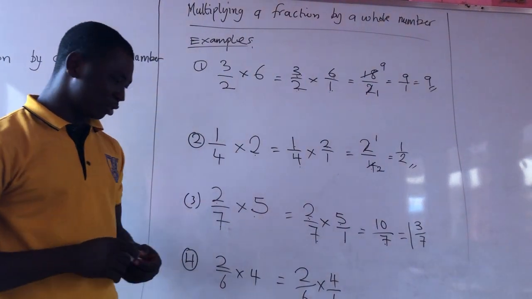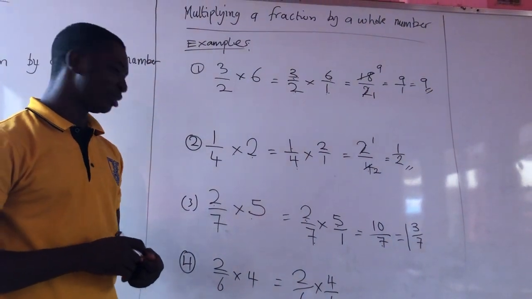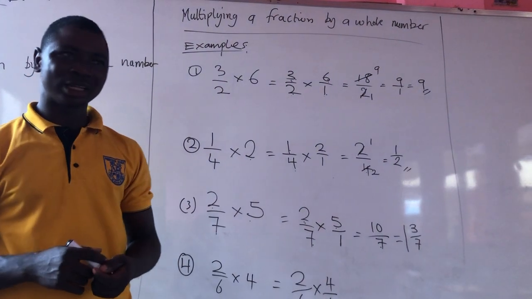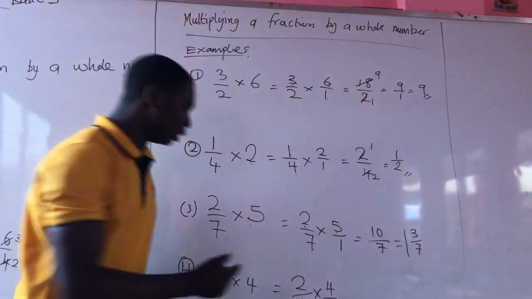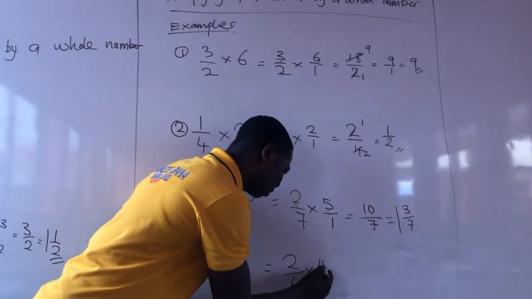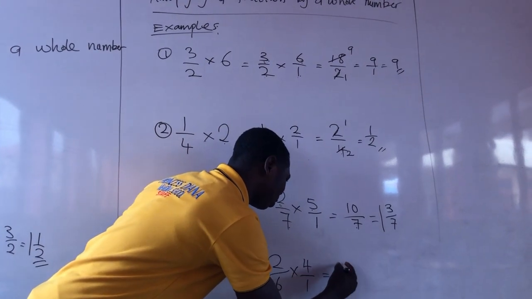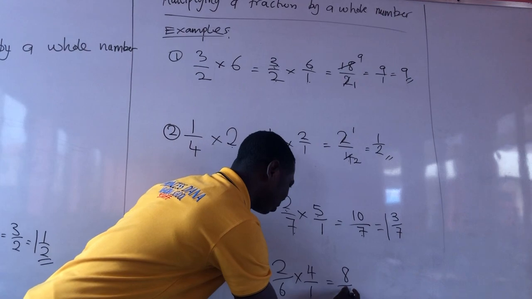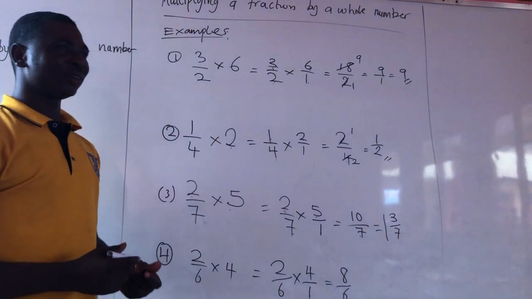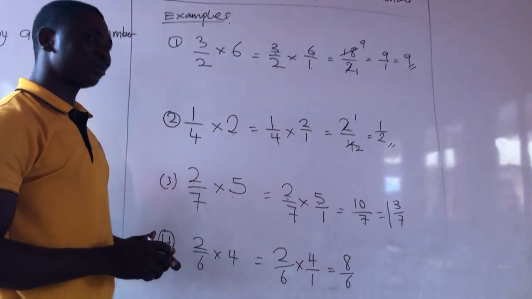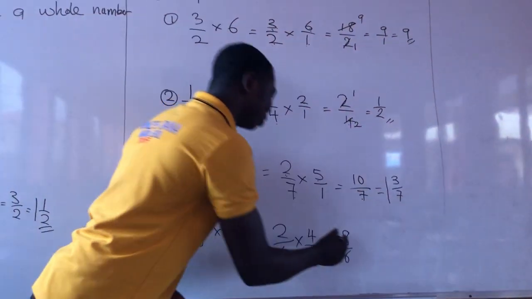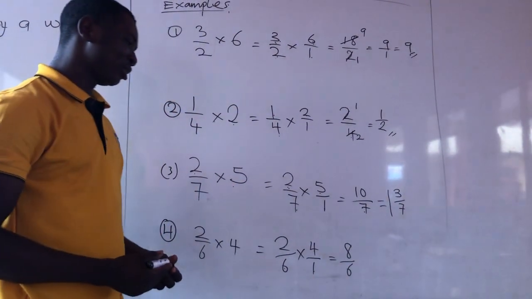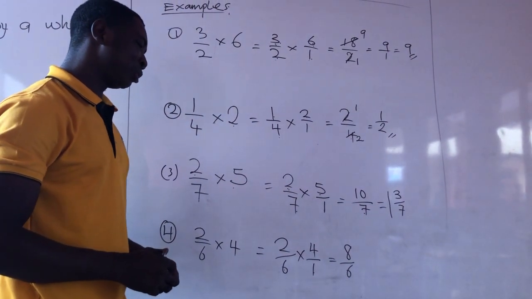Now I think you can multiply this yourself. Just multiply the numerator by numerator, denominator by denominator. So 2 times 4 is equal to 8. 6 times 1 is equal to 6. This, you can break it down. Yes. So, which number should we use? Which common number can we use?